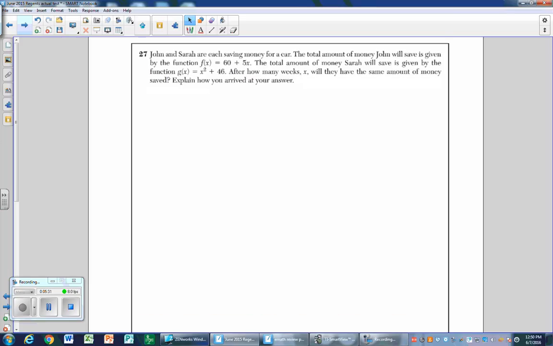John and Sarah are each saving money for a car. The total amount of money John will save is given by the function f of x equals 60 plus 5x. The total amount of money Sarah will save is given by the function g of x equals x squared plus 46. After how many weeks will they have the same amount of money saved? Explain how you arrived at your answer. Two ways we can do this.